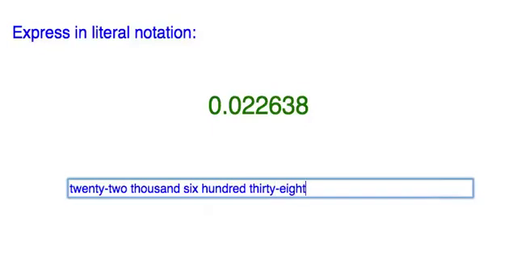22,638. And then the last decimal place, which is once again going to be in the millionths. So tenths, hundredths, thousandths, 10,000ths, 100,000ths, millionths. And that's it.